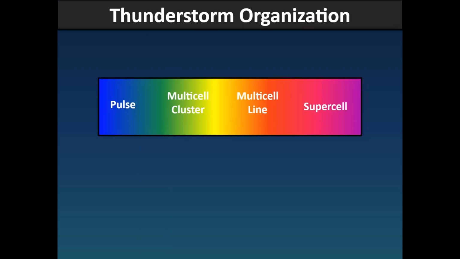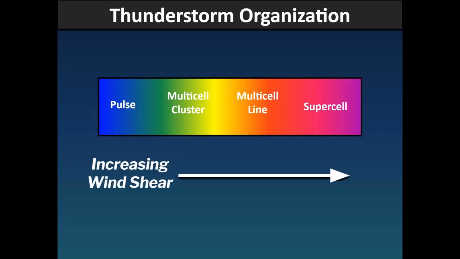So next we'll talk about thunderstorm organization. There are different types of thunderstorms that we talk about. On the left is pulse, then it's multi-cell cluster, then multi-cell line or squall line, as you might have heard, and then supercell on the right. As you get increasing wind shear, you tend to go from left to right on this image, but you can have a mix of these storms depending upon the situation. And we'll go through a bit of each one here shortly.